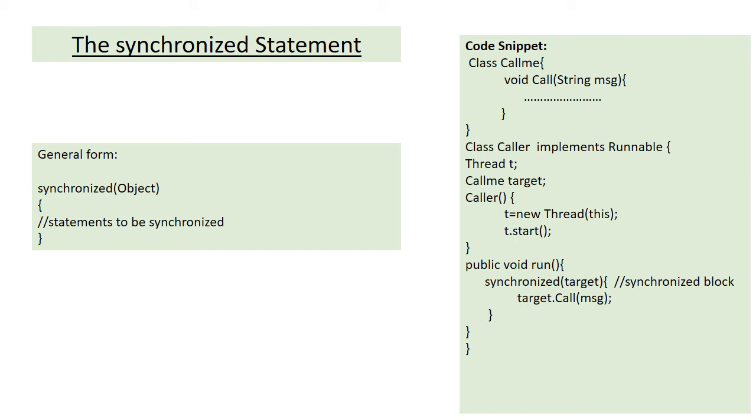Fortunately, the solution to this problem is quite easy. You simply put calls to the methods defined by this class inside a synchronized block. This is the general form of the synchronized block: synchronized(object) { } Within the curly braces, you write the statements to be synchronized. Here, object inside the synchronized keyword is a reference to the object being synchronized. A synchronized block ensures that a call to a method that is a member of object occurs only after the current thread has successfully entered object's monitor.